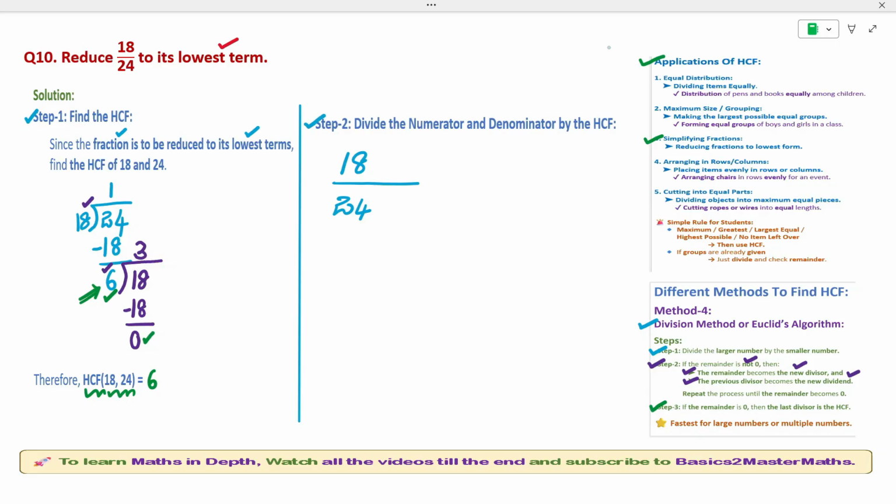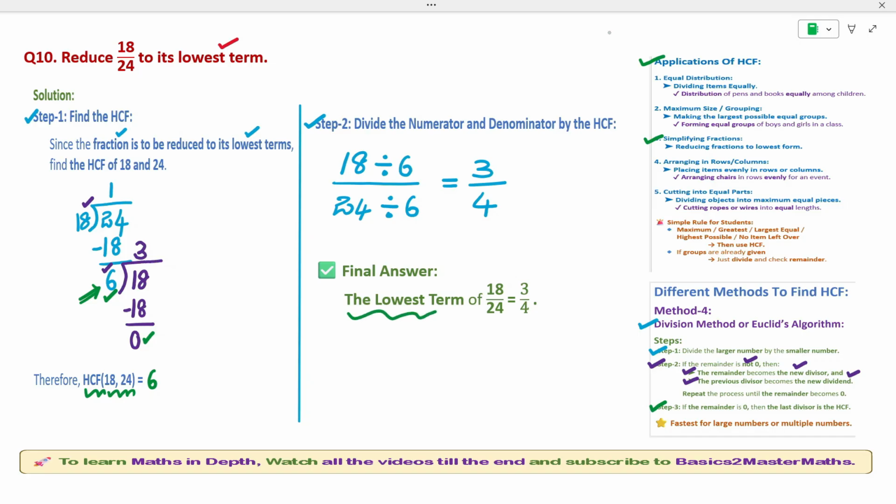Step 2. Divide the numerator and denominator by the HCF. That is, 18 divided by 6, 24 divided by 6 gives you 3 divided by 4. Therefore, the lowest term of 18 divided by 24 is 3 divided by 4.